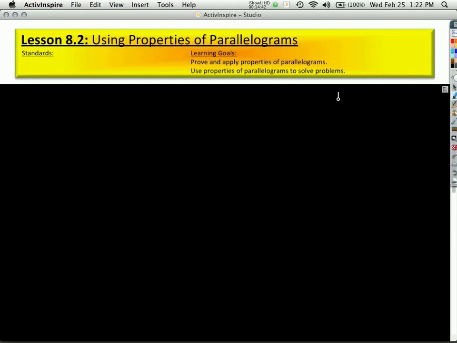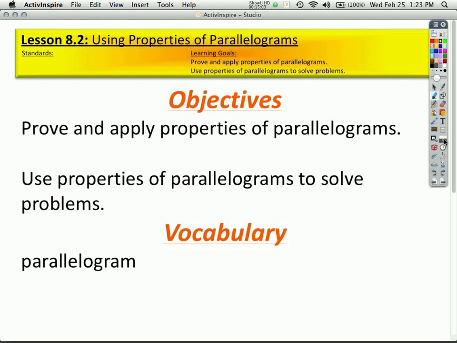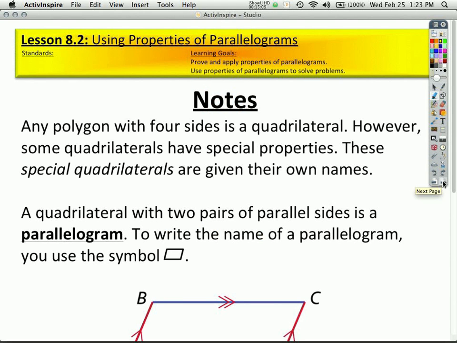So our major objectives are to understand and be able to apply properties of parallelograms. The properties that I'm referring to are actually on your cheat sheet written as theorems. We're going to talk about that in a moment. And also, of course, to be able to solve problems. And the only new vocabulary today really will be the actual use of the word parallelogram. Okay?